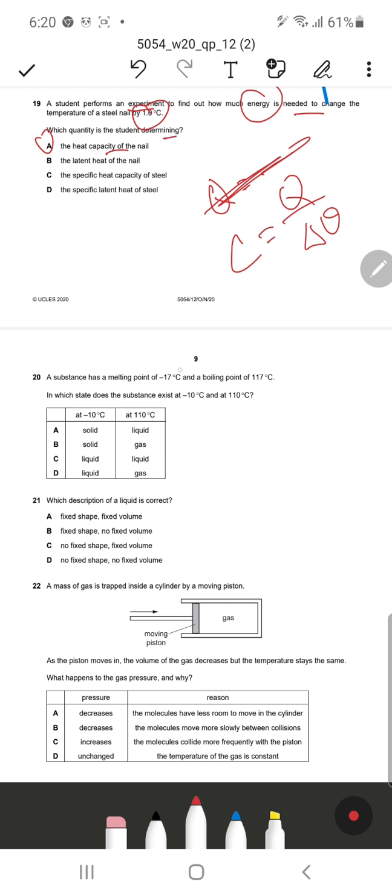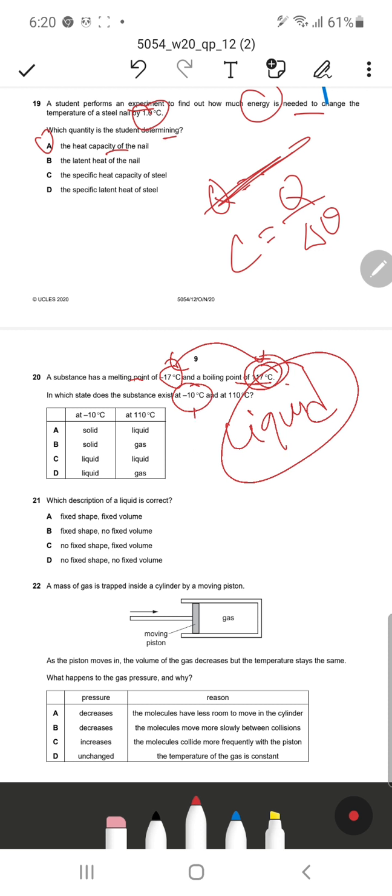Then question number 20, it says a substance has a melting point of minus 17 degrees Celsius and a boiling point of 117 degrees Celsius. In which state does the substance exist at minus 10 degrees Celsius? That's between these two ranges. At minus 17 it melts, and at 117 it boils. So in between these two it shall be liquid at minus 10 degrees Celsius. So liquid, C and D. And 110 degrees Celsius is also within this range, so it shall also stay a liquid at 110. So C is the correct response.